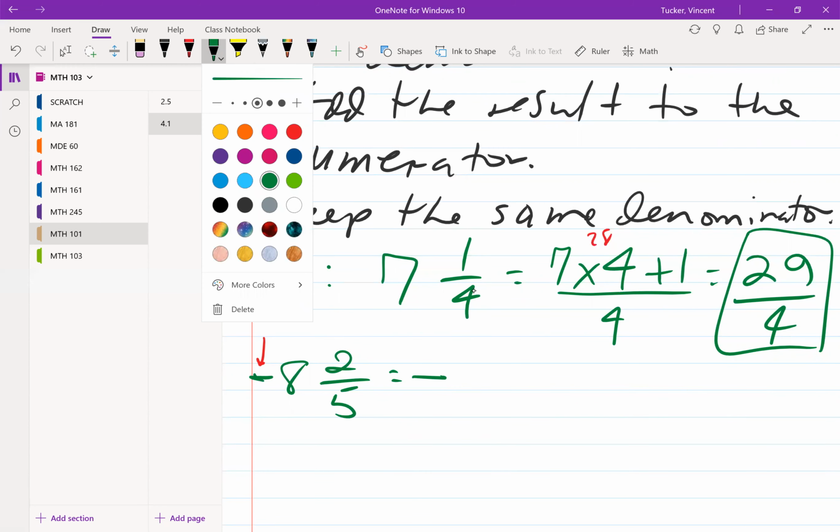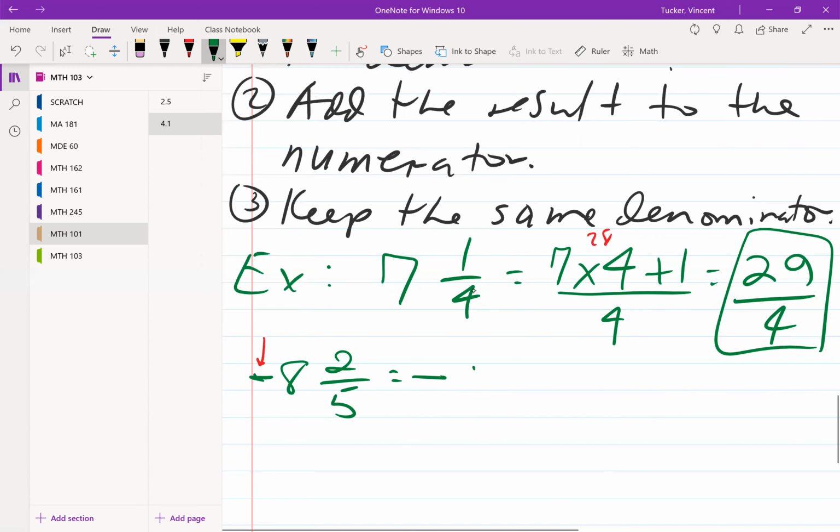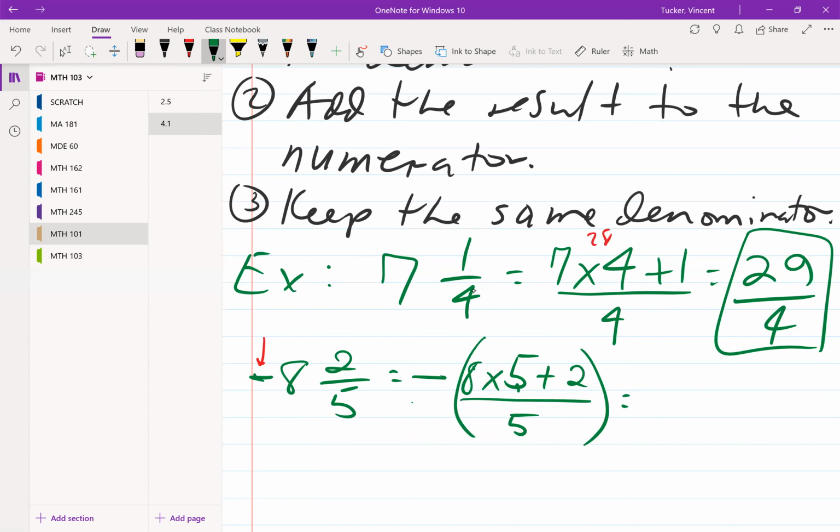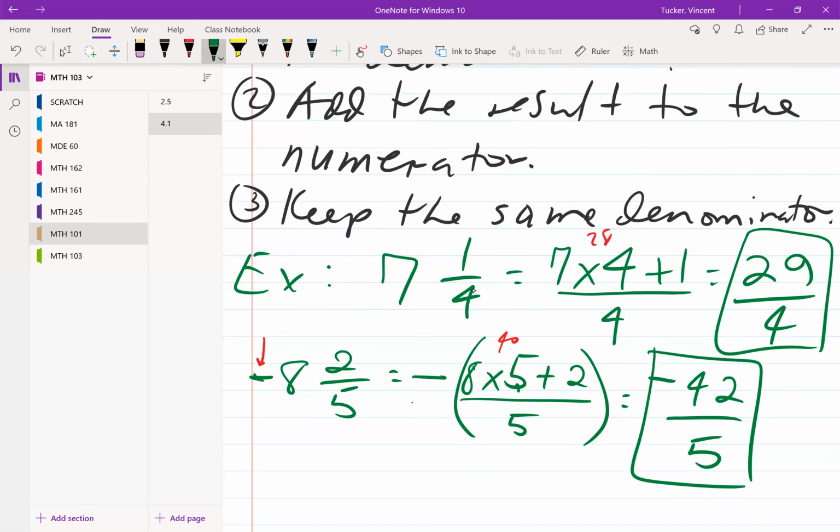So you got 8 times 5 plus 2. And like I said, that negative is just sitting on the outside. So that 8 times 5 is 40. 40 plus 2 is 42 over 5. So it's negative 42 over 5. All right.